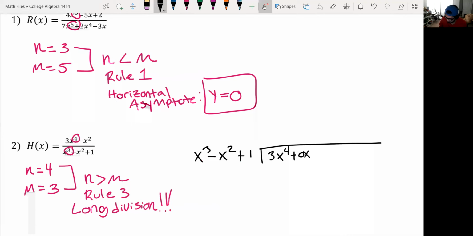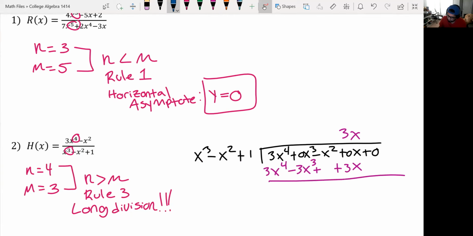3x to the fourth plus 0x cubed plus minus x squared plus 0x plus 0. Okay. And now you can do your side work. I think we might be over that phase, but if not, do your side work. I'm not going to do it because I think I'm over that phase. So in order to get rid of 3x to the fourth, I'm going to multiply by 3x, which will give me 3x to the fourth minus 3x cubed. Don't get an x squared. I just get a 3x.